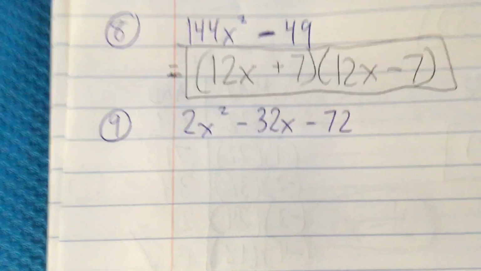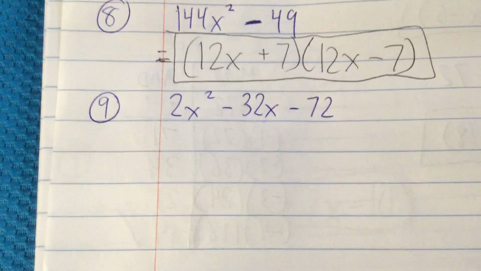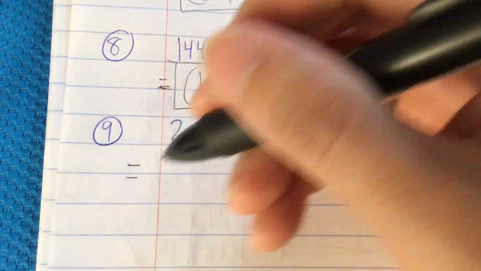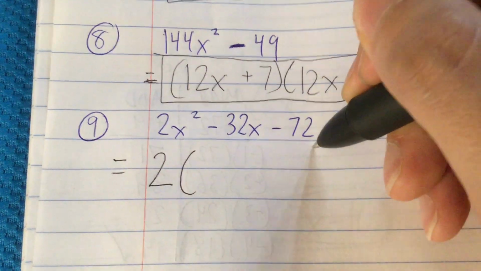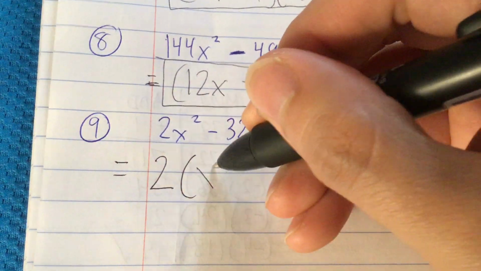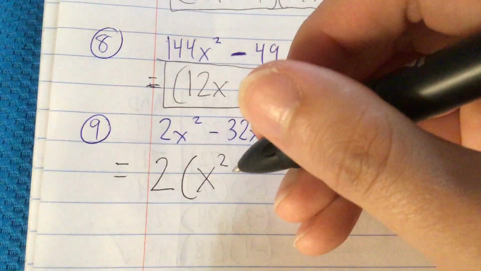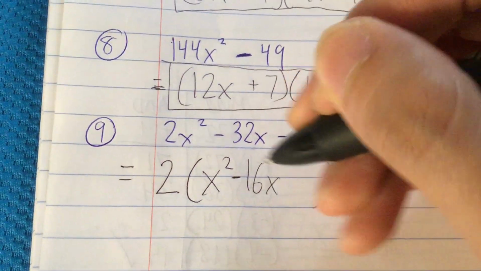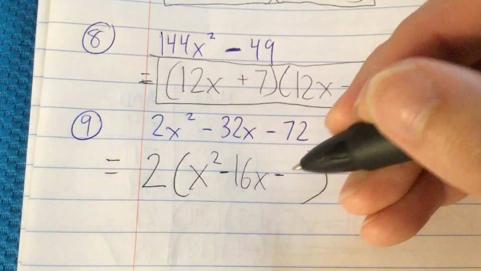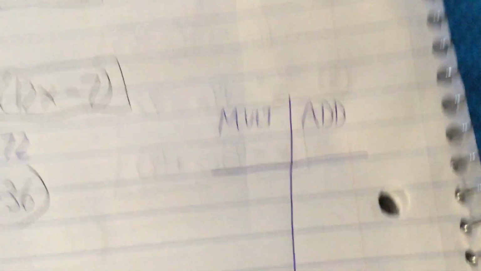Okay? Now, number 9. What do you think I need to do for problem number 9? Well, I got to factor out what goes into 2, 32, and 72. So the GCF I can factor out is 2. 2 times what is 2x squared? 2 times what is negative 32x? And 2 times what is negative 72? Okay, so I got to figure out two numbers that multiply to negative 36 and add to negative 16.